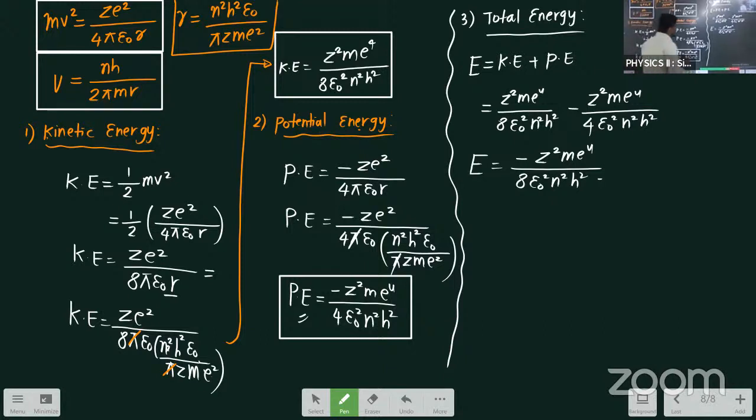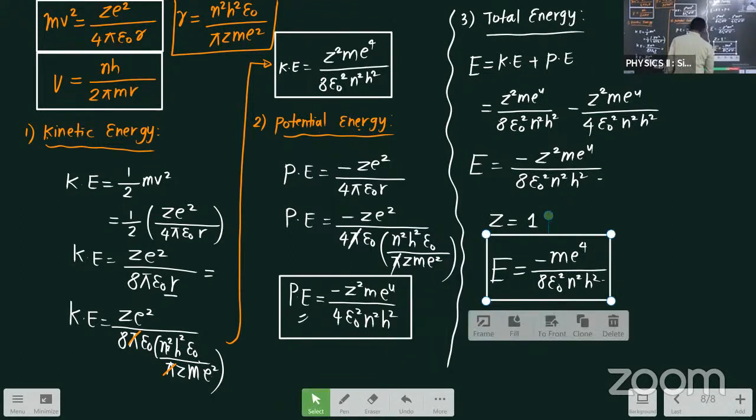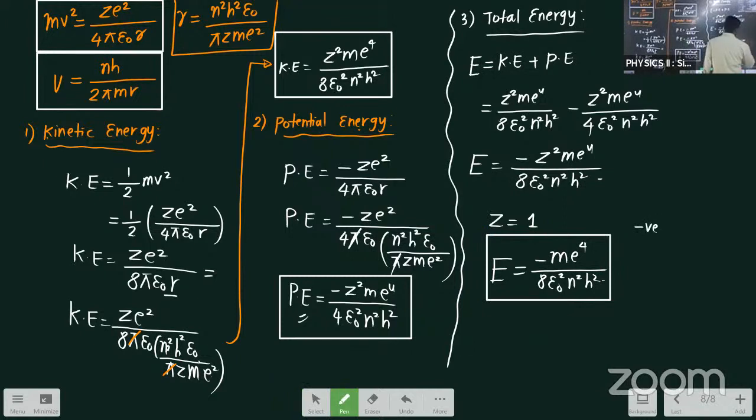For hydrogen atom, what is the value of Z? For hydrogen atom, Z is equal to how much? Z is equal to 1. So I can write total energy of hydrogen atom as E is equal to minus m e power 4 divided by 8 epsilon naught square n square h square. What does this negative sign signify? Negative sign tells that electron is bound to the nucleus.